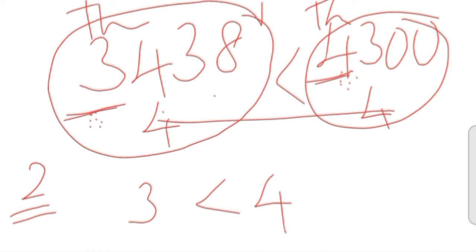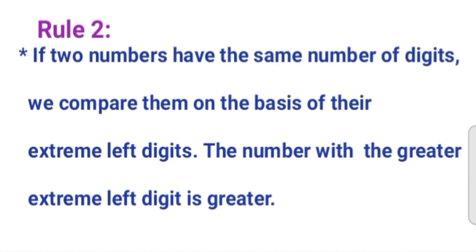3438 is less than 4300. Do you understand, children? Now let us read this rule. If two numbers have the same number of digits, in our example we have seen both have 4-digit numbers, isn't it? 4 digits. So if two numbers have the same number of digits, we compare them on the basis of their extreme left digits. So we have taken thousands place and we compared. The number with the greater extreme left digit is greater.